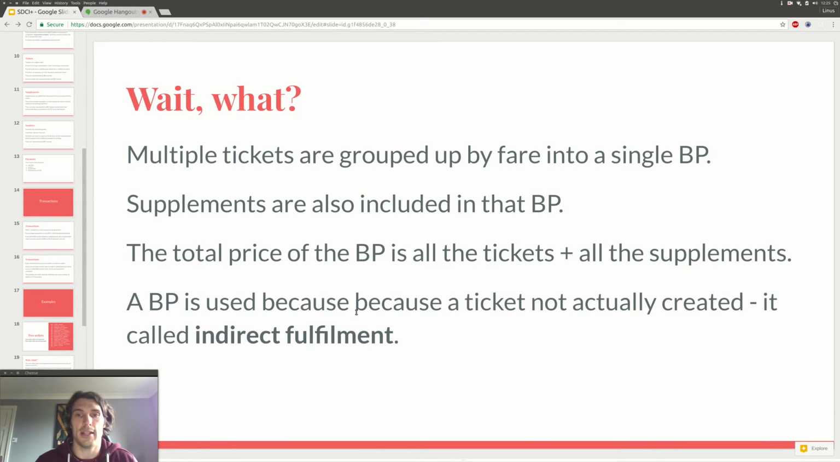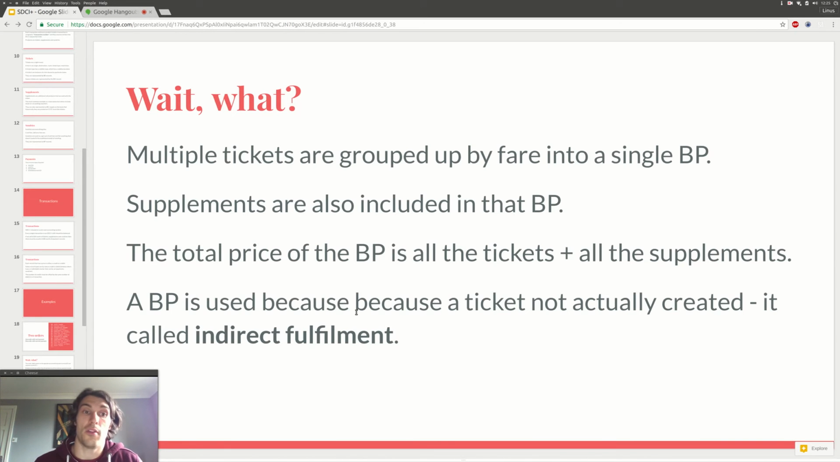So we create a BP sundry for this thing that we've done, and then when the customer goes to the station, the TVM will essentially refund that sundry, and in the same breath it will issue some tickets with real BE records. It's something called indirect fulfillment.